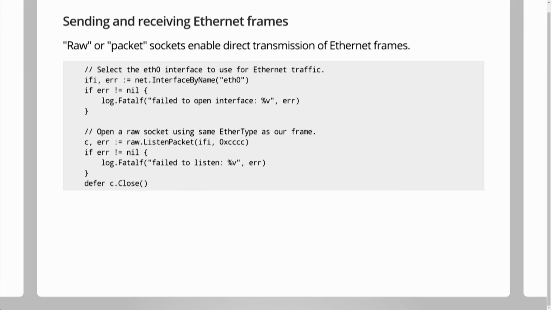So now that we have our frame created, let's say we want to send it over the network. In this case, we're going to use raw or packet sockets. The naming and terminology depends a little bit on your operating system, but in my case, I've just called the package raw for simplicity. So these enable you to directly send and receive Ethernet frames using your network interfaces. So in this case, we're going to select the eth0 interface on a Linux machine. We're going to open a raw socket listener and specify the ether type of the traffic we want to send and receive. And this gives the operating system a hint that we would only like to be dealing with this kind of traffic.